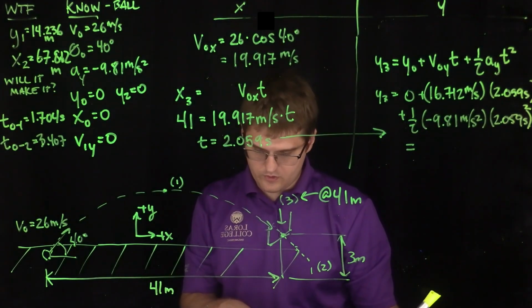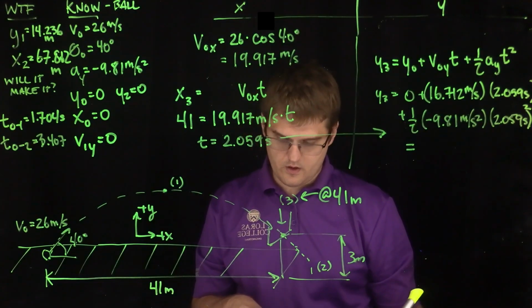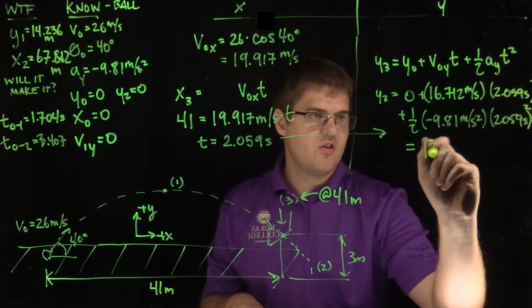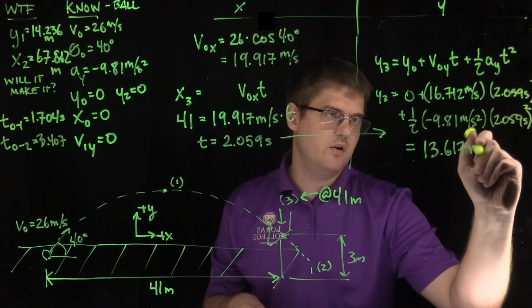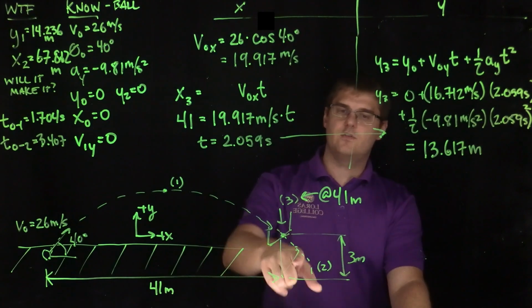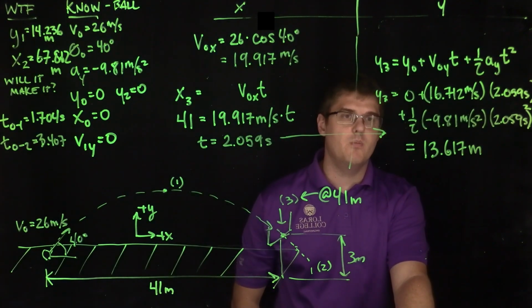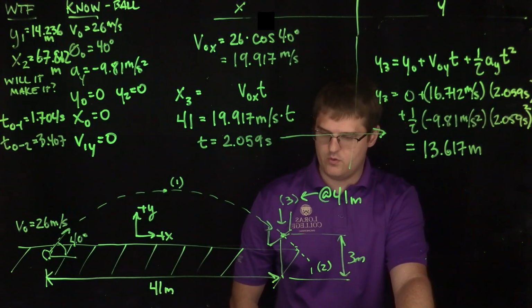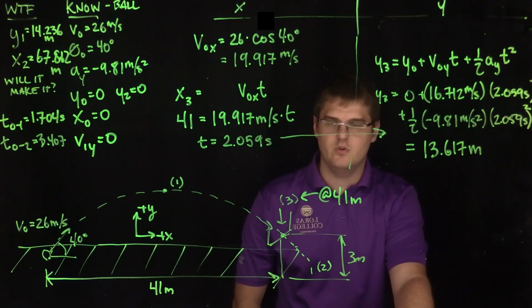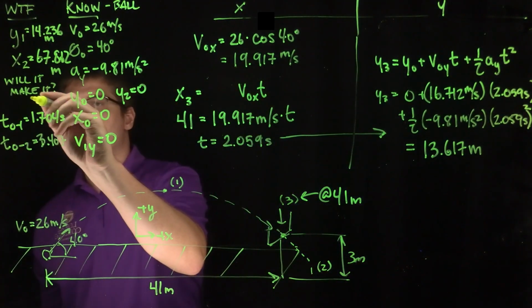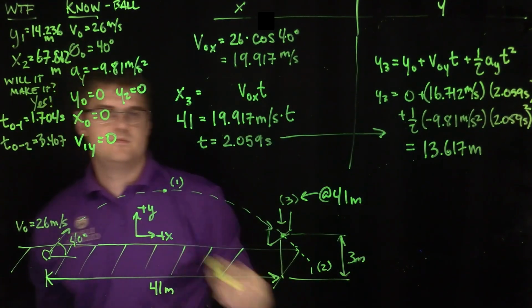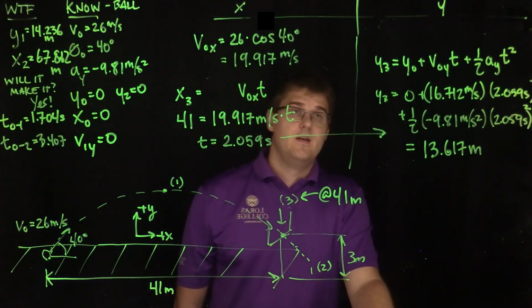That gives me y3 of 13.617 meters. That means it is 13 meters up when it goes through the goalpost. It is way over that goalpost. That is absolutely no problem. So yes, it does make it.